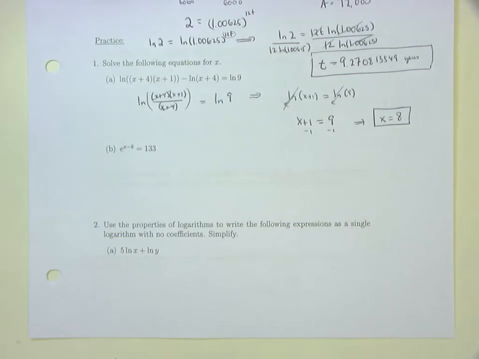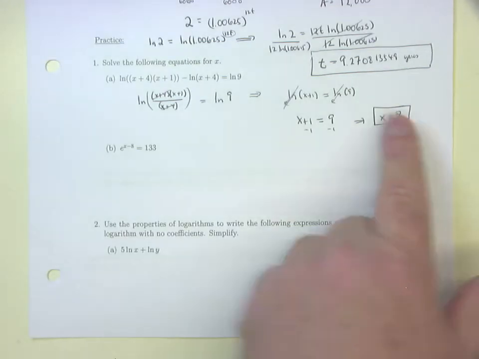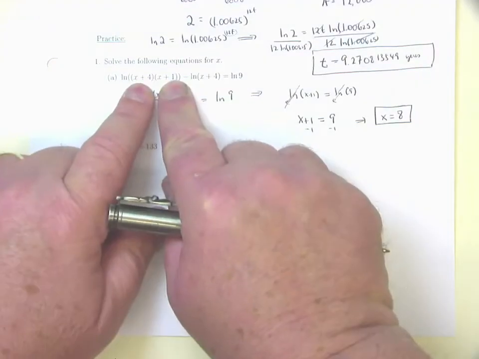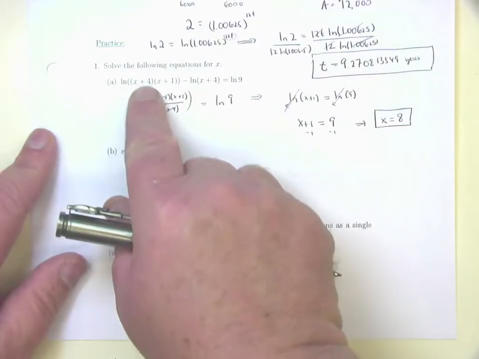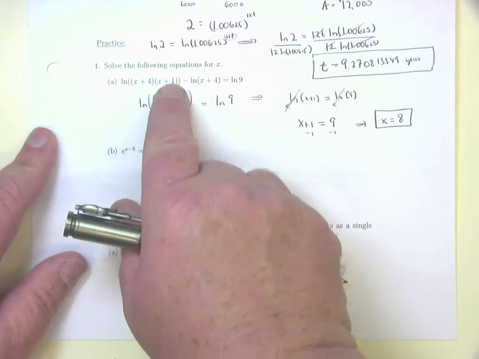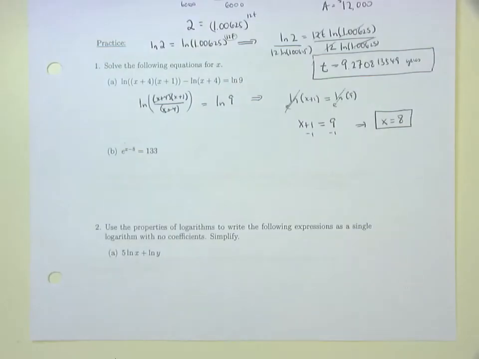It's a violation of the log properties. Does that make sense? So 8 is my answer, but I'm just going to go back to the original problem and plug in 8, making sure I'm taking the log of positive numbers just to make sure it's legitimate. 8 plus 4 is 12. 8 plus 1 is 9. And 9 times 12 is 108.